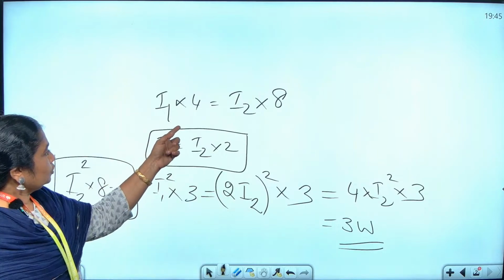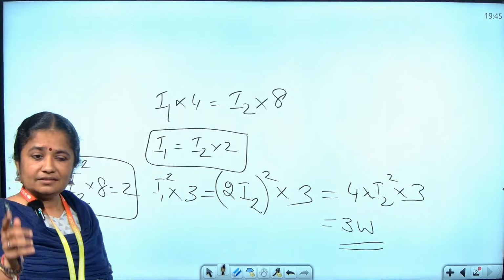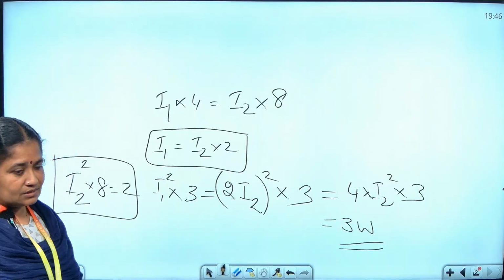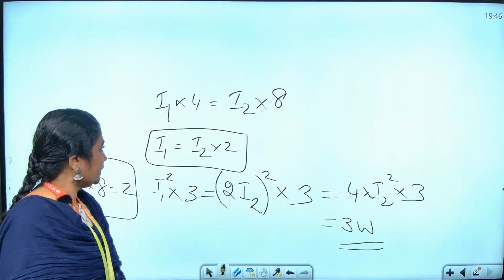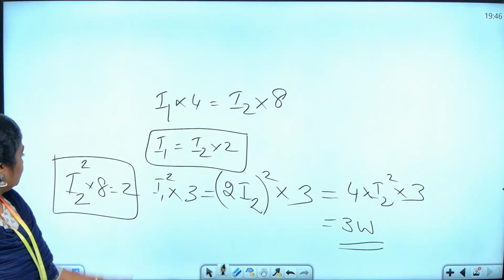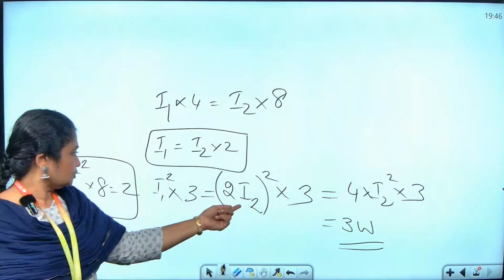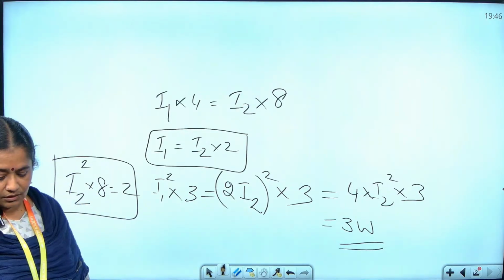So I1 into 4, and how did the 4 come? 1 ohm and 3 ohm are in series. So the total resistance is 4. I1 into 4 is equal to I2 into 8. I1 is equal to I2 into 2. That ratio you get. So I2 square into 8 is equal to 2 watts they have given. So when you substitute I2 square, you get 3 watts.